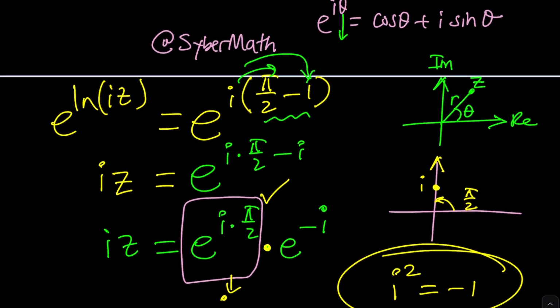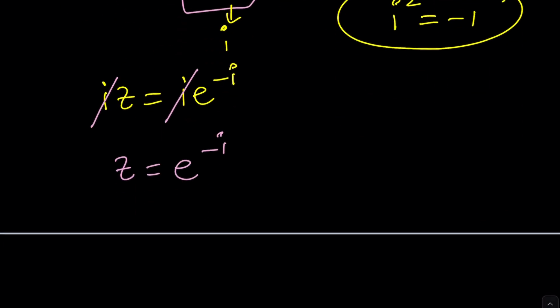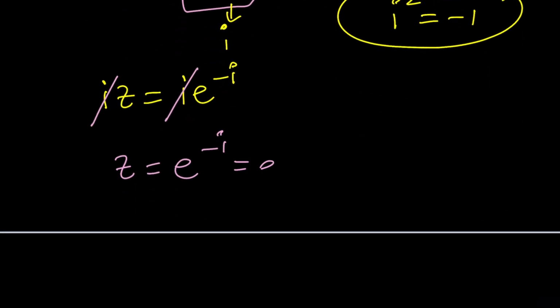What does Euler's formula say? E to the I theta is equal to this. So what is theta here? You might be thinking, what is theta? Well, theta is -1. You like that? It's -1 radians. Don't forget, it can't be in degrees, it has to be in radians. So this is my theta.